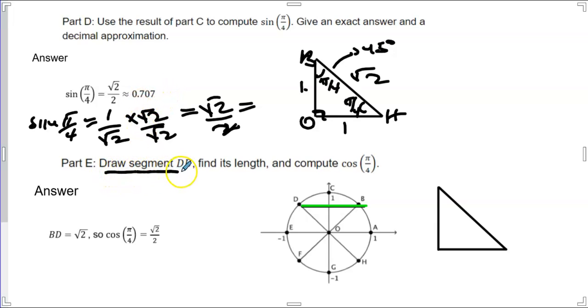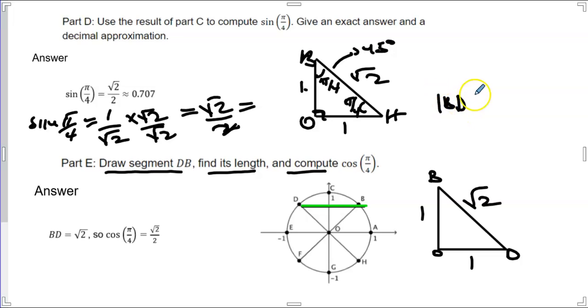Now part E, draw a line segment BD, find its length, and compute cosine of pi on 4. This is BD. And so if we assume that this is our B, that is our O, and that is our D, OD is 1 unit, because the radius OB is unit 1. And just like before, this one is going to be square root of 2, because BD squared is equal to 1 squared plus 1 squared. The legs squared add up to the hypotenuse squared. So BD is equal to the square root of 2.